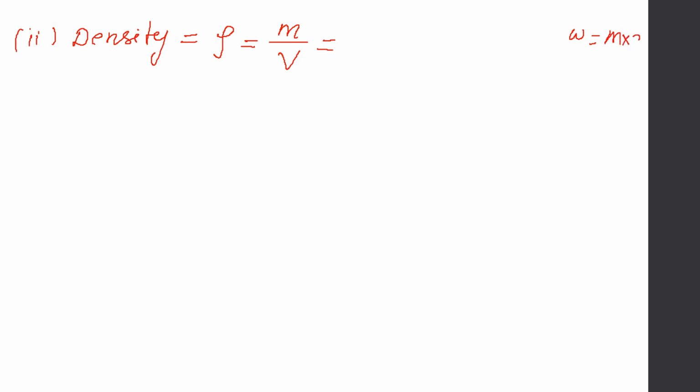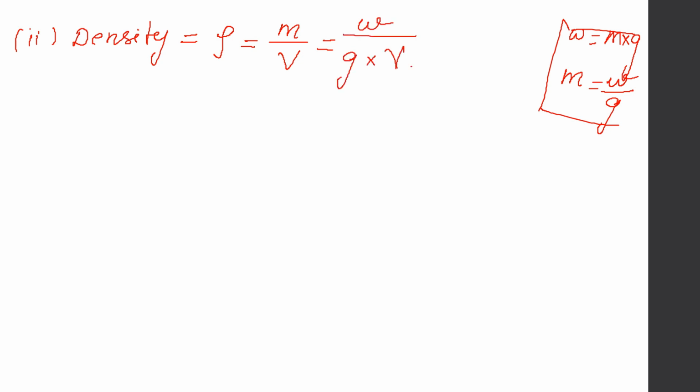Now we will solve the second part, which is to find the density. If it is given as density, it is nothing but the mass density. It is represented as rho. We know mass density is mass by volume. We know weight is equal to mass into gravity, so mass is equal to weight divided by gravity. So density is weight divided by gravity into volume.